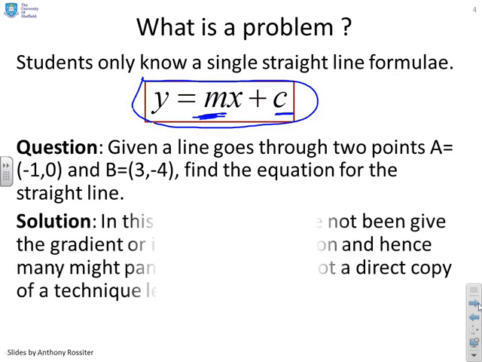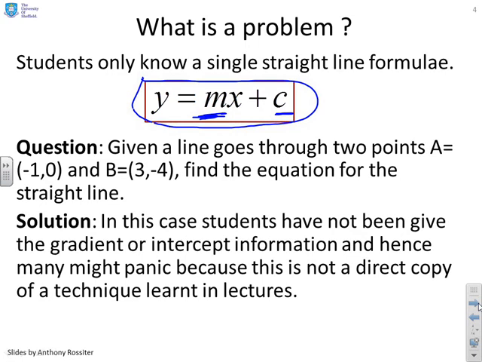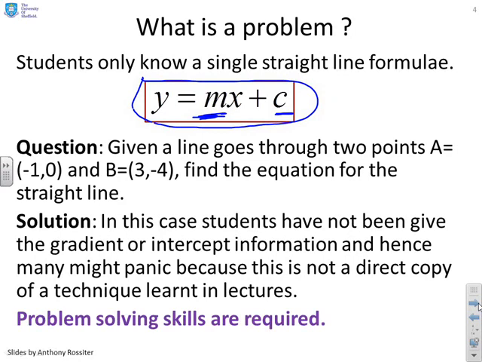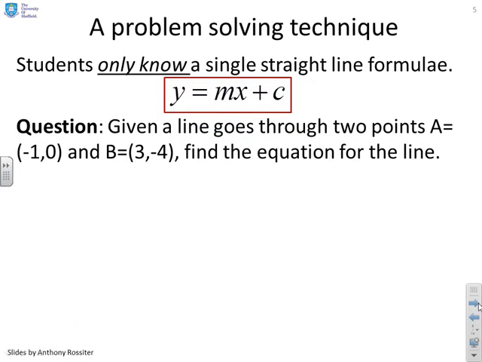So this is a simple example of problem solving. Because you've not been given the gradient or intercept information, you might panic because you've not been asked to do a direct copy of a technique learnt in lectures. Instead, you're being asked to apply what you know and use the information you've been given to come up with a solution. Problem solving skills are required. Now, let's look at how you might do this. Again, I'm going to emphasize here, we're going to assume that you only know this equation. Of course, viewers of this video probably know how to solve this already.